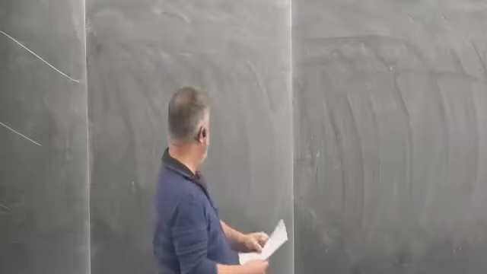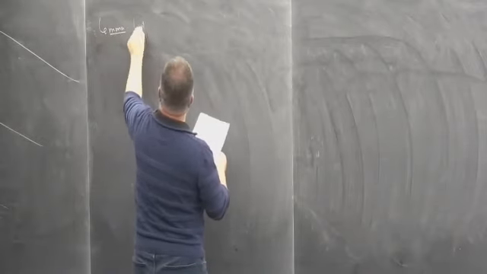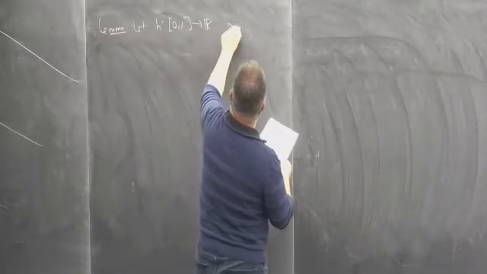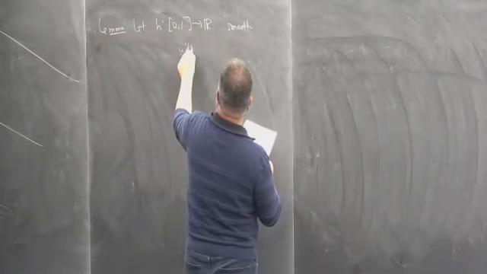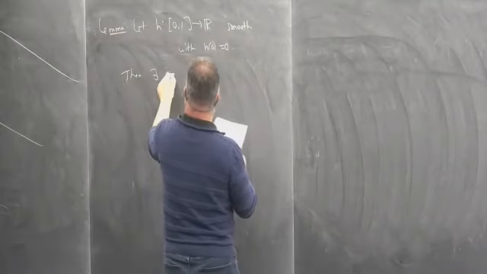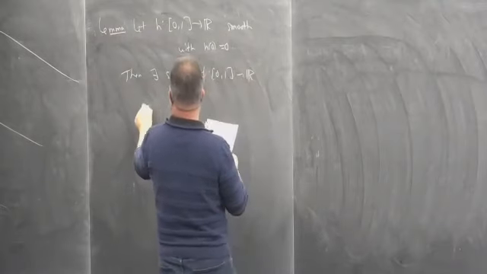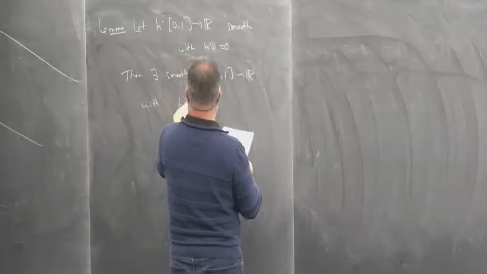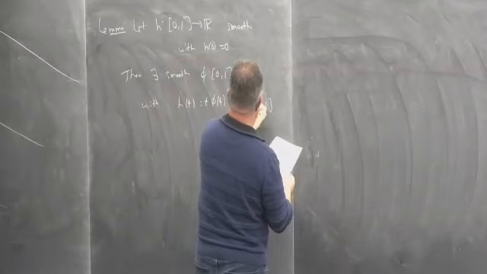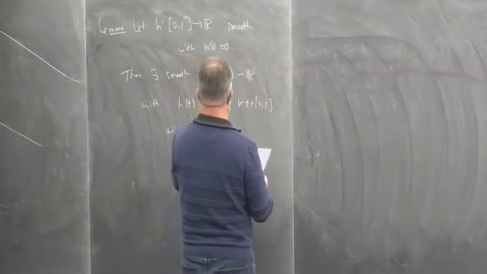What I need, before I can do that, I need the following trivial lemma. Let H be a smooth function on the closed interval [0, 1] with H of 0 equals 0. Then there exists a smooth function phi with H of t equals t times phi of t for all t, and phi of 0 is H prime of 0.